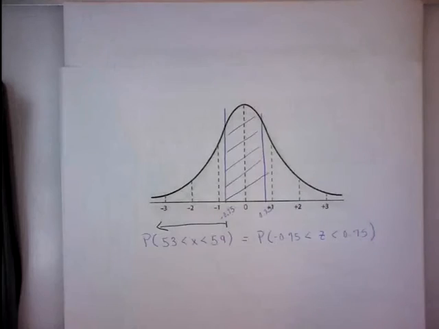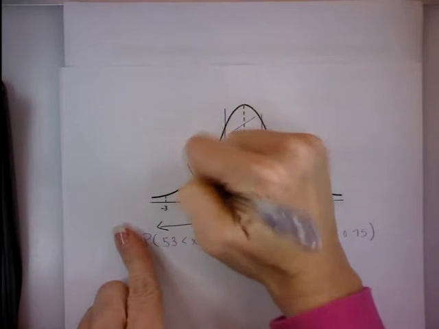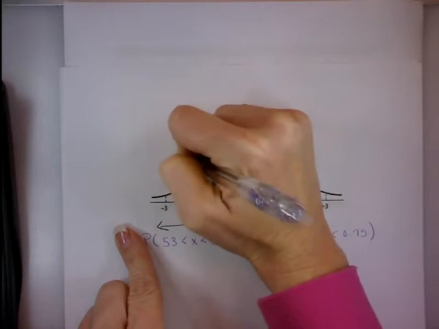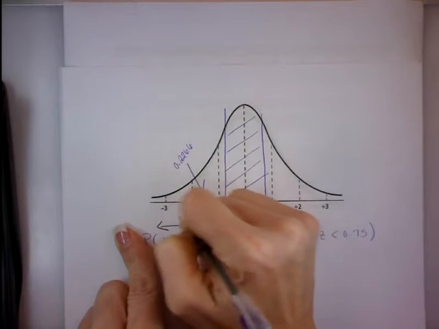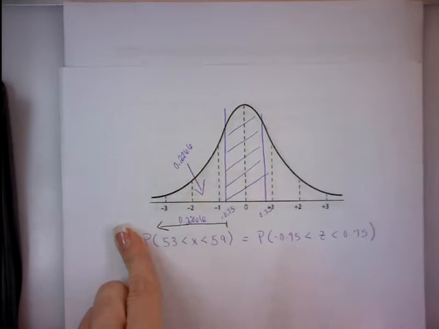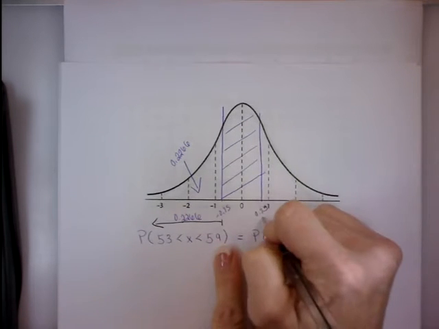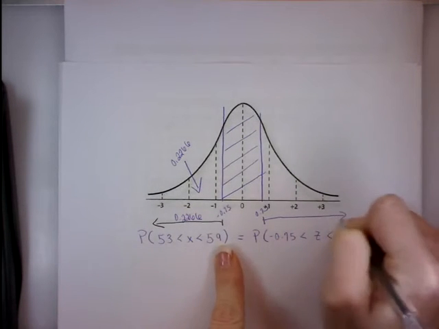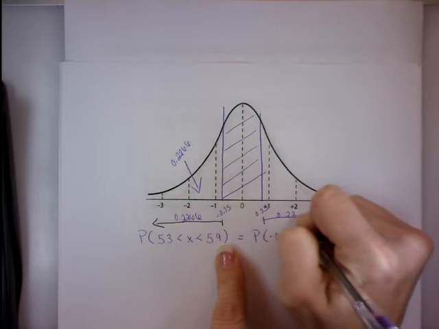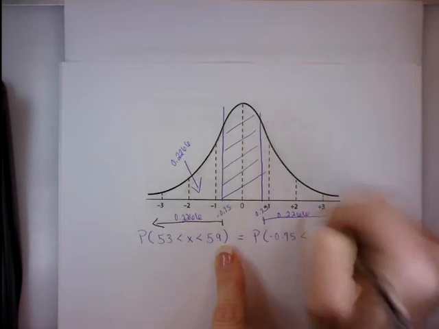So I will remove this. 0.2266. Now, by symmetry, the area above 0.75 is also 0.2266.